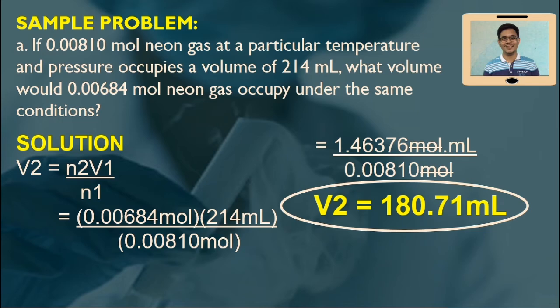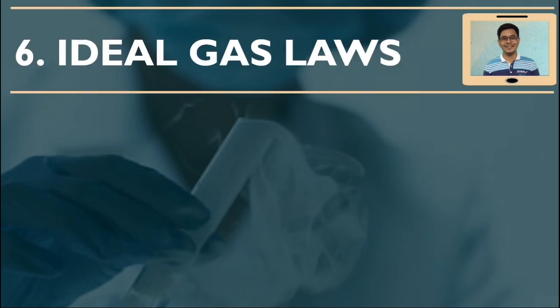So therefore, at the same condition, so same temperature and pressure, the volume that 0.00684 mole neon gas will occupy is 180.71 milliliters. And that's our sample problem under the Avogadro's law. And we are down now to our last law, which is the ideal gas laws.